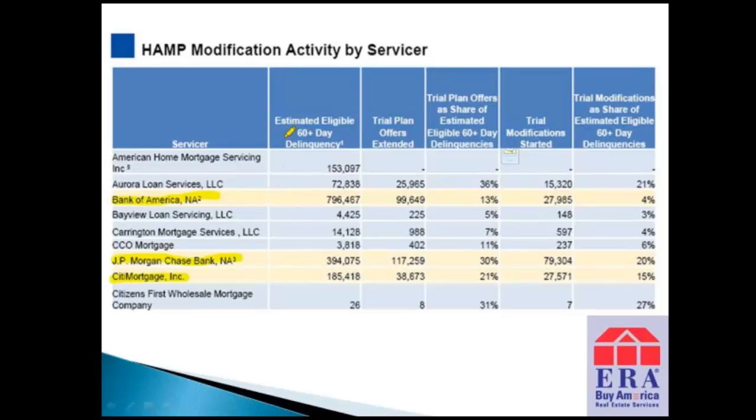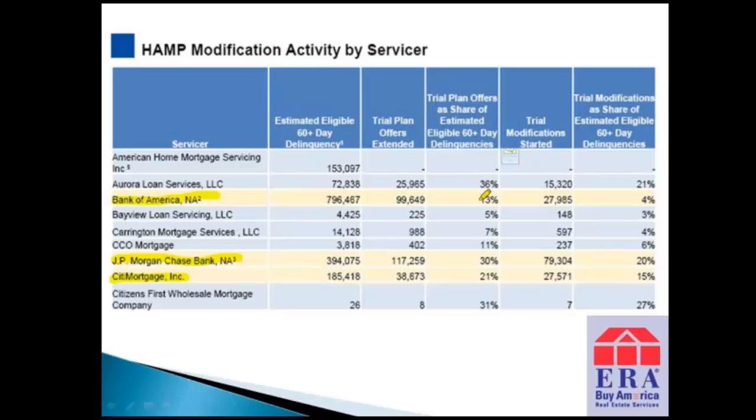So, taking a look at the non-blurry version of this, here's some examples of the trial plan offers extended. If you notice, it's 99,000 out of 796,000 that were eligible for this program. So trial plan offers at that point, 13%. Yeah, that works out to 1 in 8.